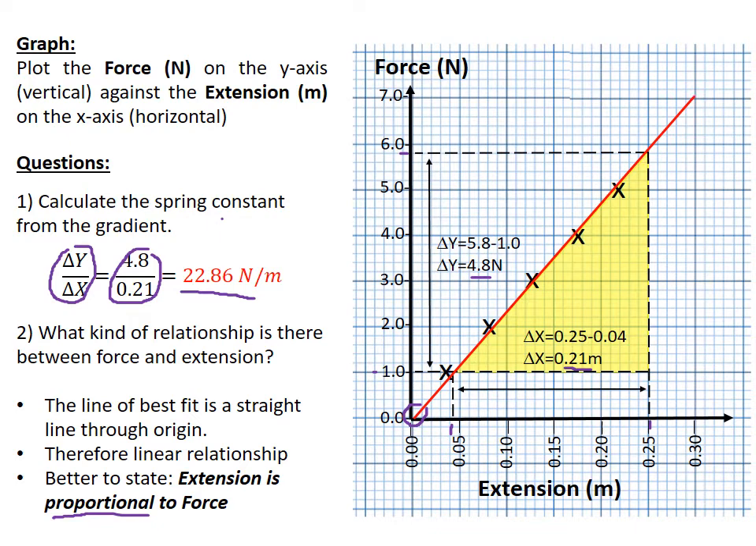It means that if I double the force on the spring, if I double the weights, the extension also doubles. If I treble the force, if I put 3 weights instead of 1, the extension trebles. You need to be able to interpret a graph like this, and they could ask you about this sort of thing in the exam.